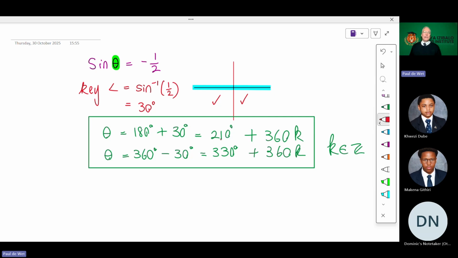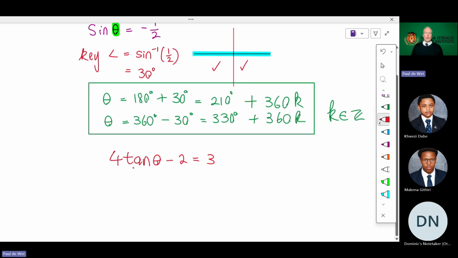All right, so now let's look at something slightly more complicated, but still fairly straightforward. Let's look at something like 4 tan theta minus 2 equals 3. So what we get here is not as simple. We first have to get the trig ratio on its own. So we're going to add 2 to both sides. So 4 tan theta equals 5. Now we're going to find our key angle after we've worked out what tan theta is. Tan theta is 5/4. We know that we want angles in quadrant 1 and quadrant 3.